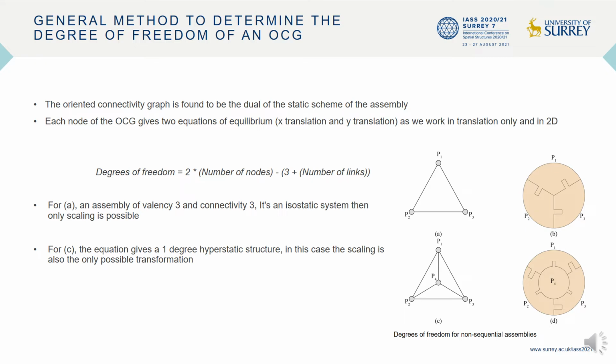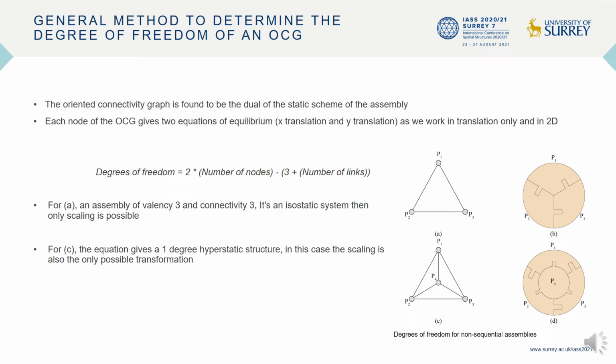Consider figure A. Each node of the oriented connectivity graph gives 2 equations of equilibrium as we work in translation only. They are unidirectional slides, so the length of an OCG edge gives 1 unknown. If the structure is isostatically supported, the equation becomes degrees of freedom equals 2 times the number of nodes minus 3 plus the number of links. In A, the equation gives an isostatic system, so only scaling is possible.